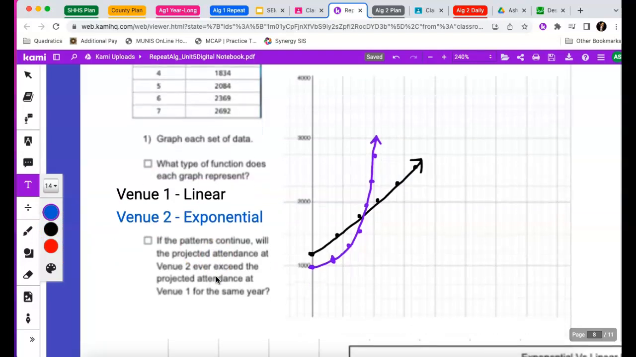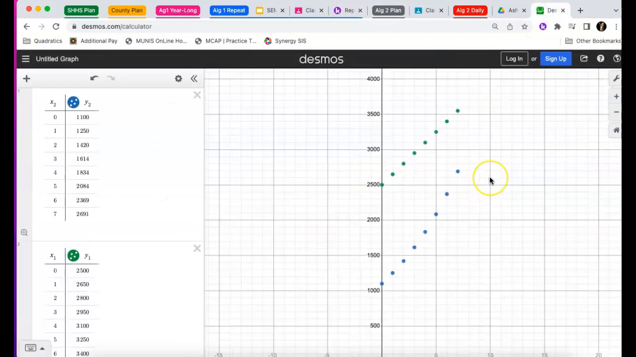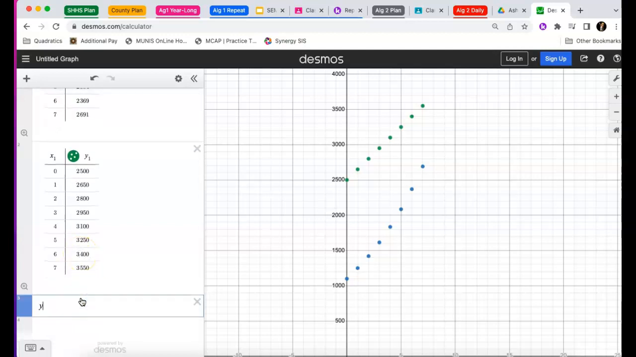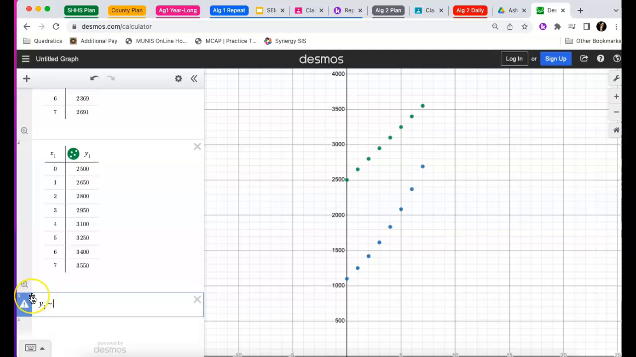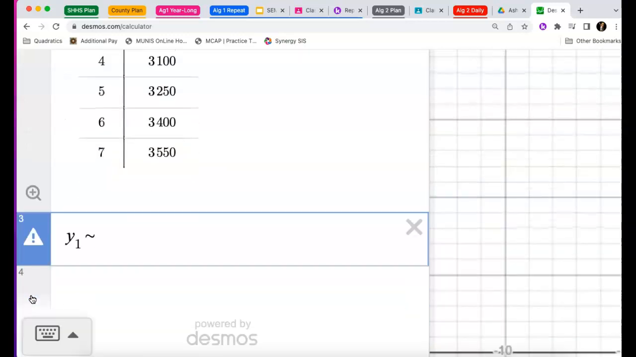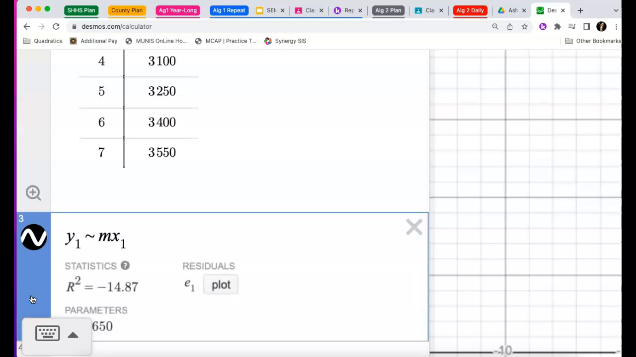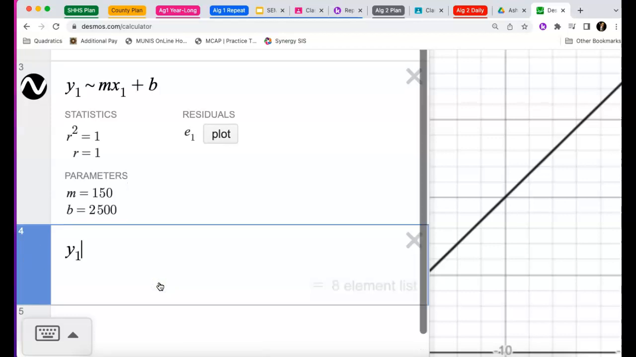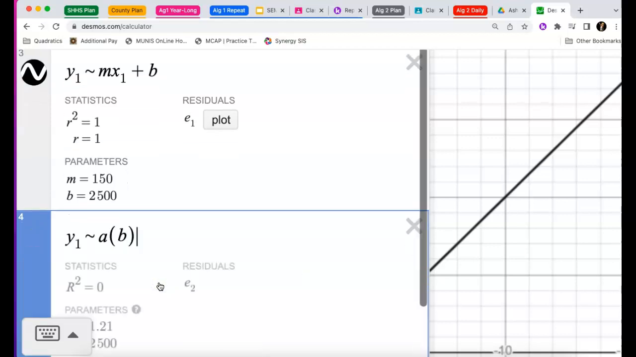All right, if the patterns continue, will the projected attendance at venue 2 ever exceed venue 1 in the same year? So we're going to go back to the graph in Desmos, and we're going to try to figure out if the blue line is ever going to go above the green one. In Desmos, we can type in this equation that we've used before, where Desmos will actually create a line for us. That will be for our linear, and then this will be for our exponential.